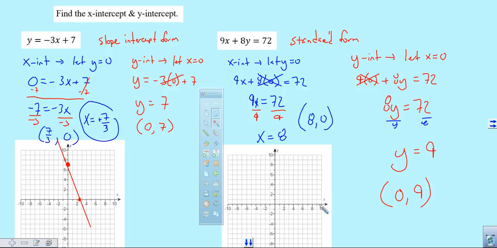So I can plot these points. 0, 9 would be right there. 8, 0 would be right there. I take my straight line and connect my dots. And there is the graph of the equation 9x plus 8y equals 72, using my x-intercepts and y-intercepts. So I've kind of tied two things in there: how do I find the intercepts, and then how do I graph it using the intercepts.